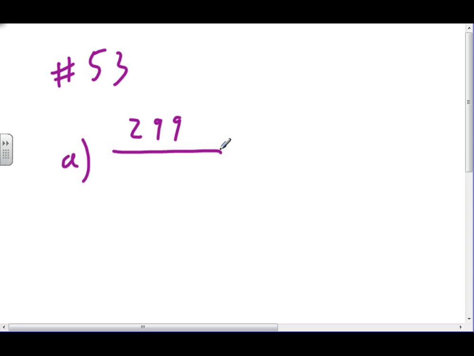Now we have to know the total. So 299 plus the 379 divided by 678. 299 divided by 678. 0.44. And we might even call it 0.441.